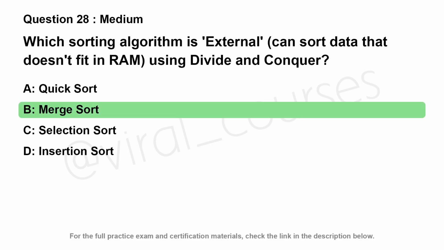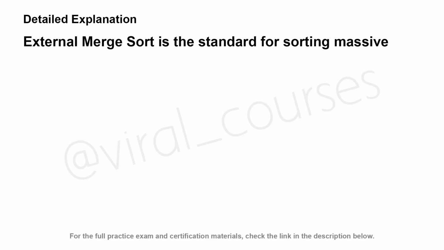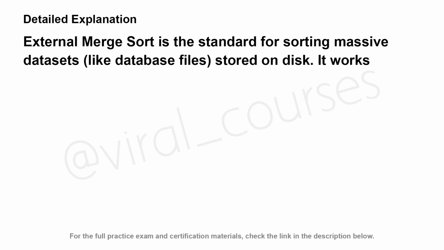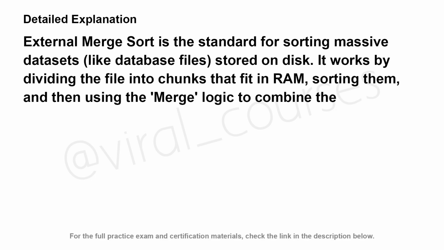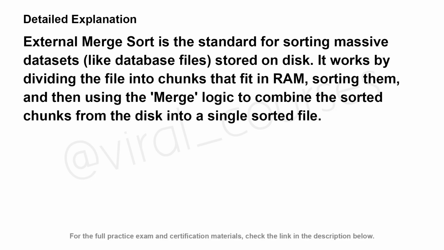The correct answer is B. External merge sort is the standard for sorting massive datasets, like database files, stored on disk. It works by dividing the file into chunks that fit in RAM, sorting them, and then using the merge logic to combine the sorted chunks from the disk into a single sorted file.